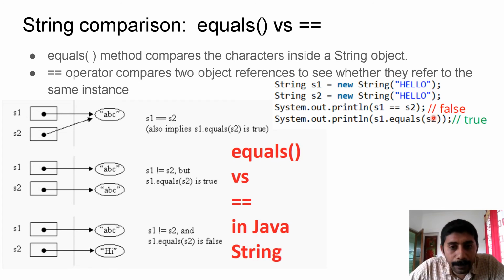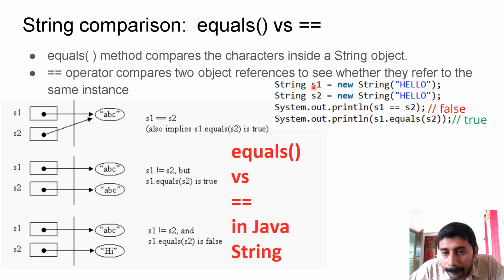In string comparison, another point you have to take care of is the equals method and the equal to operator. The equals method compares the characters inside the string. It is actually checking the content of the string. The equal to operator compares two string objects' references, whether they refer to the same instance. So it is checking only whether the reference variable is pointing to the same thing or not. It is not checking what the content of that string is. So you have to take care of that.